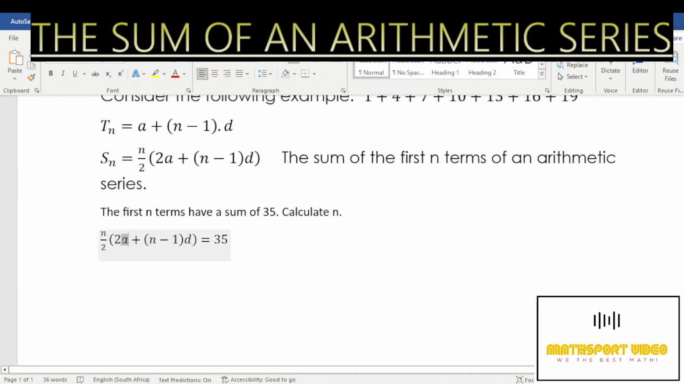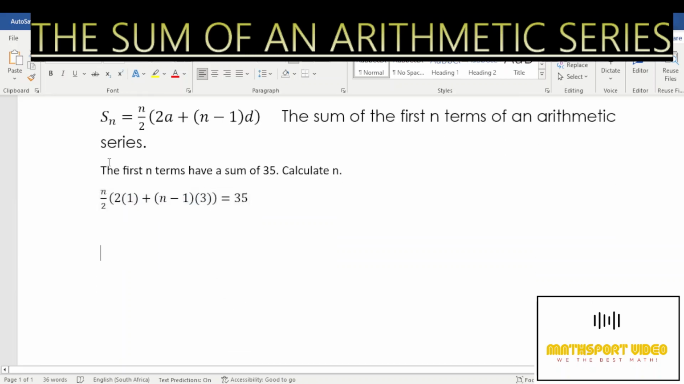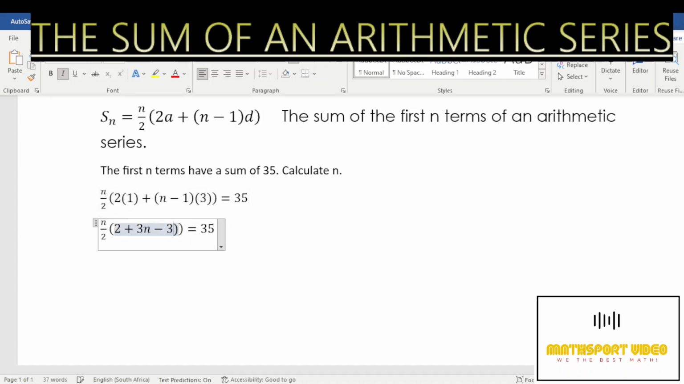Right? Now the a value there, as we have seen, is 1, so I'm going to replace that with 1, and the d value, as we know, is 3. Okay, so in a situation like this, what I would do is I would simplify a few things. For example, 2 times 1 is 2. Then over here, we can distribute the 3. So this is 3 times n, 3 times minus 1. 3n minus 3. Okay, then we don't need this other set of brackets there.